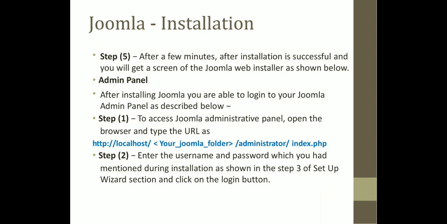You can open the browser and just type the URL. The address is also given in step 1: http://localhost/your_joomla_folder/administrator/index.php. Then step 2, the username and password must be entered, which you had mentioned during installation as shown in step 3 of the setup wizard section.